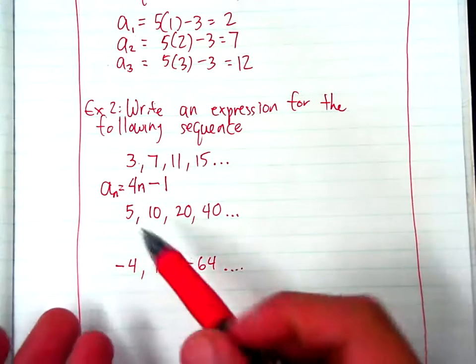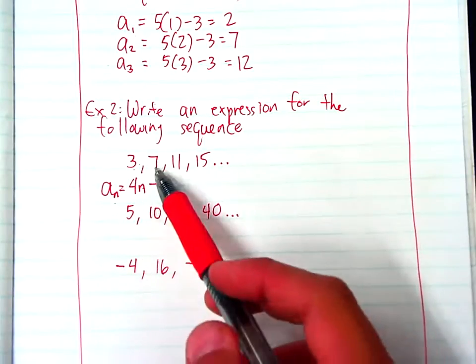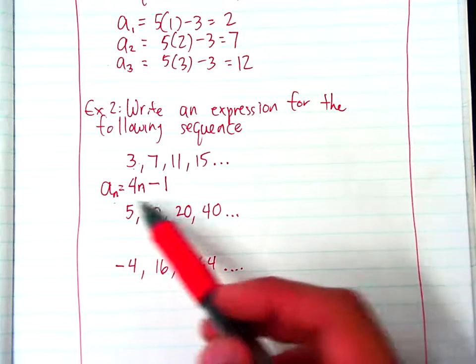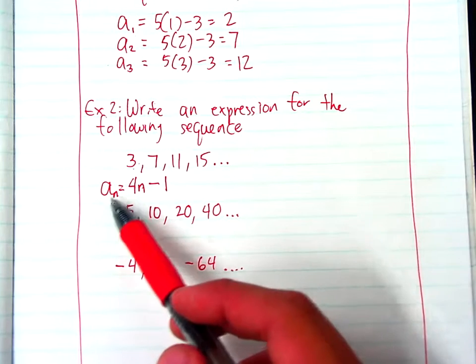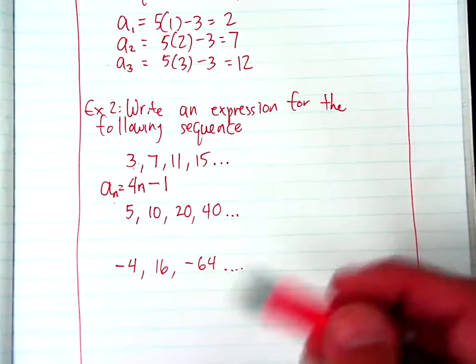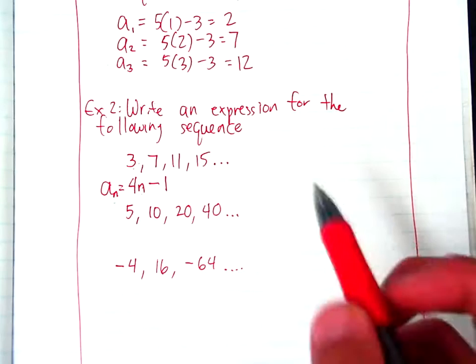And I would always check. So if I plug in 1, do I get 3? If I plug in 2, do I get 7? Yes, I do. Because 4 times 2 is 8. 8 minus 1 is 7. And then if I plug in 3, do I get 11? And if I plug in 4, do I get 15? And yes, I do. Okay, so that is if I'm adding. So if you're adding, put the number in front of n.